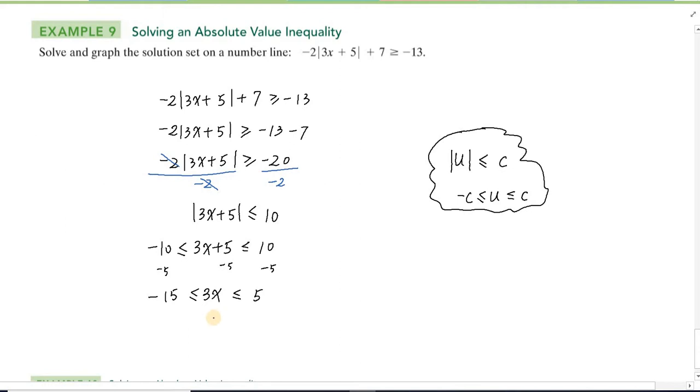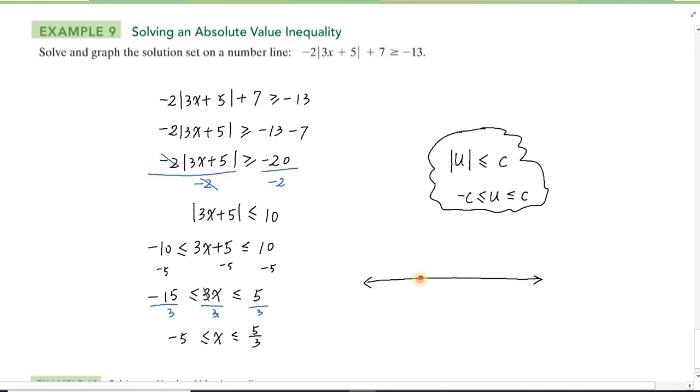So once we have this, we're going to divide by 3 every single term. Then we're going to get x greater than or equal to negative 5, less than or equal to 5 over 3. Okay, we're going to draw the number line.